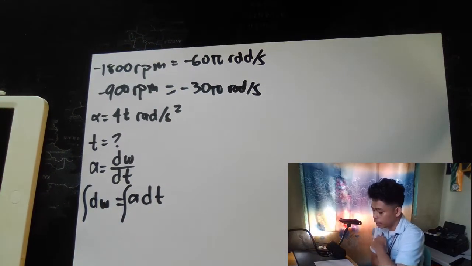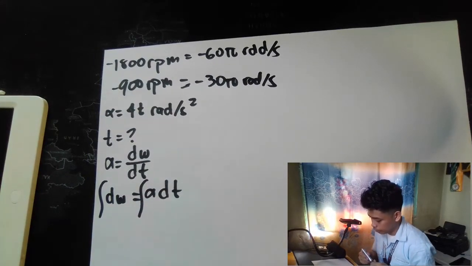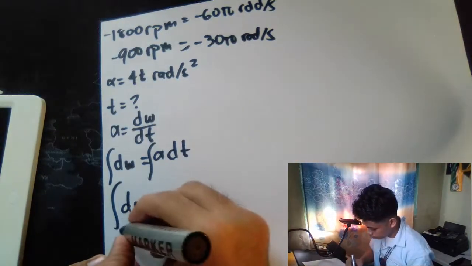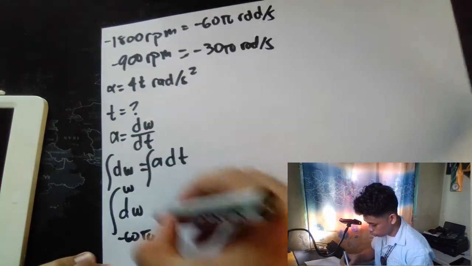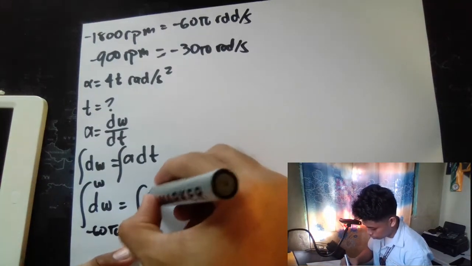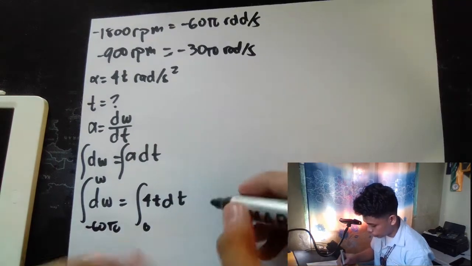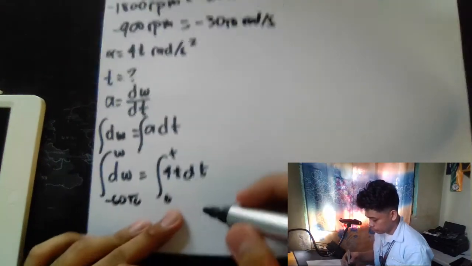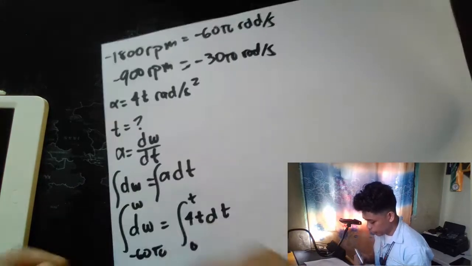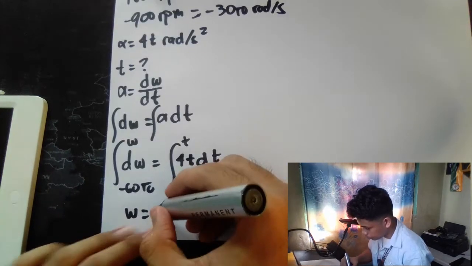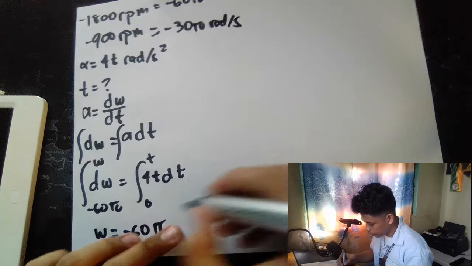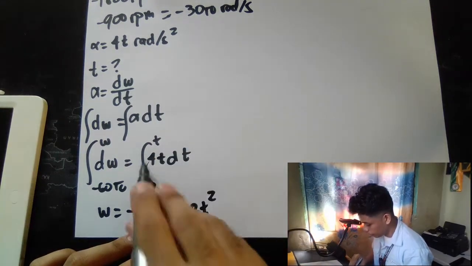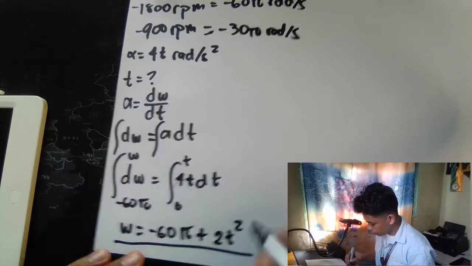Next, we plug these values into our formula. dω from negative 60π to ω equals 4t dt, integrated from 0, because at time 0 it is still at 1800 RPM, and we need to find the time. When we integrate, we get ω equals negative 60π plus 2t squared, because when we take out the 4, t squared over 2 gives us 2t squared. This is our new equation.